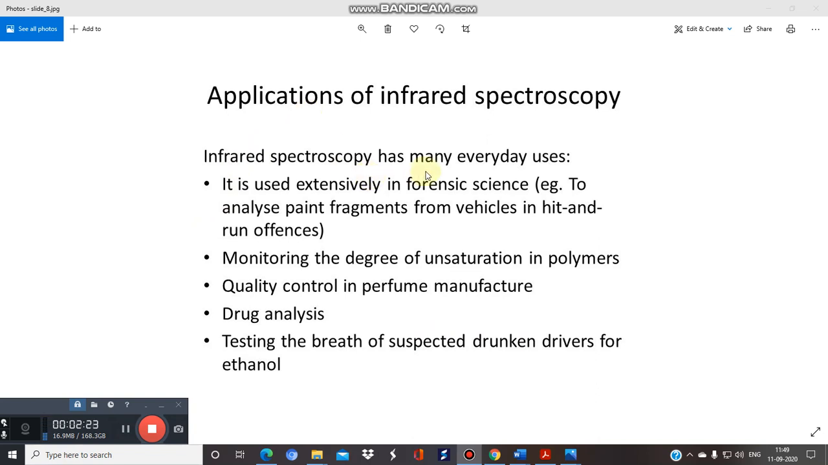So yes, it has wide application in forensic science also, and monitoring of degree of unsaturation in polymers, also used in drug analysis, or you can say quality control in the perfume manufacturing industry.